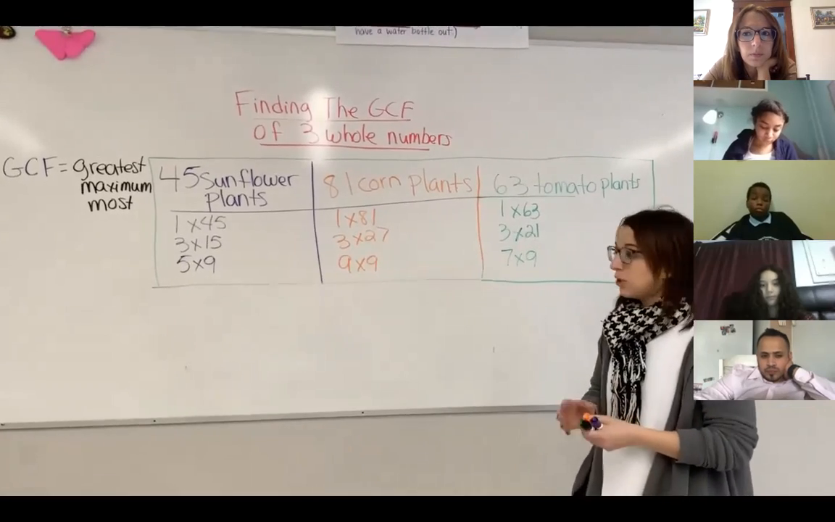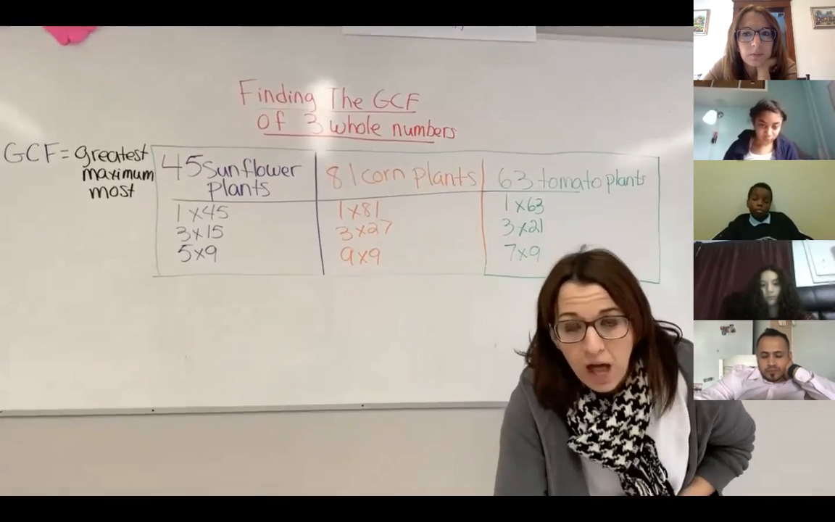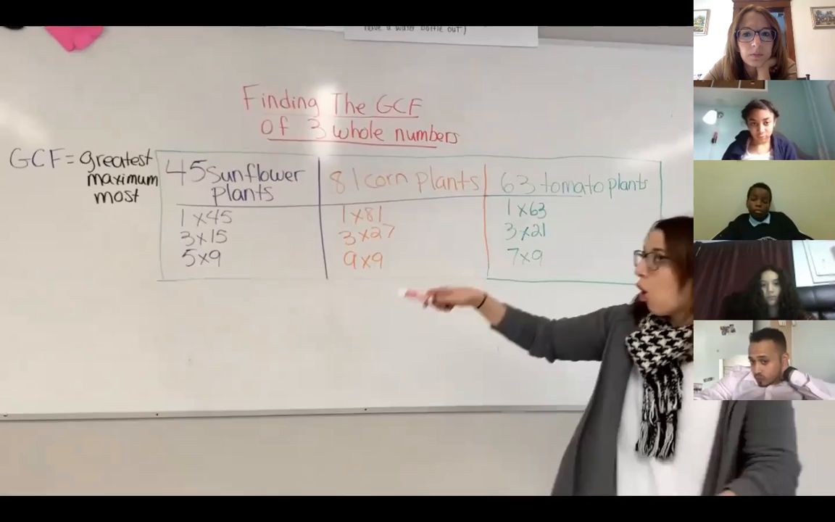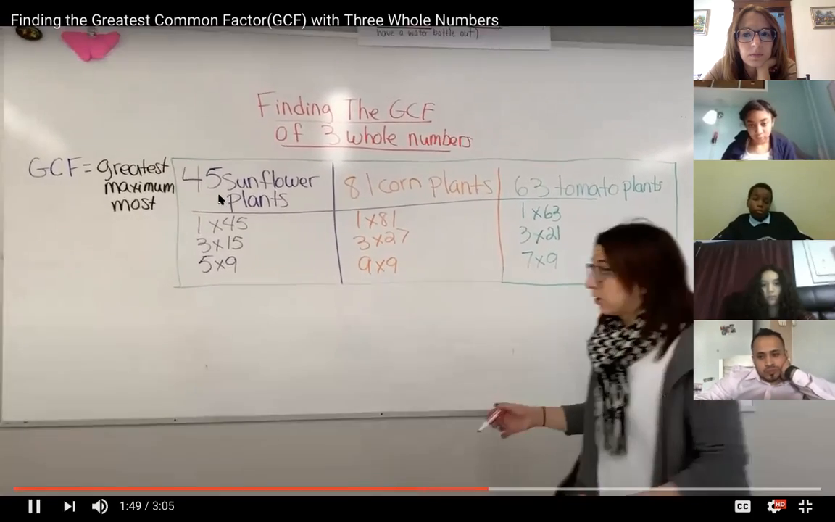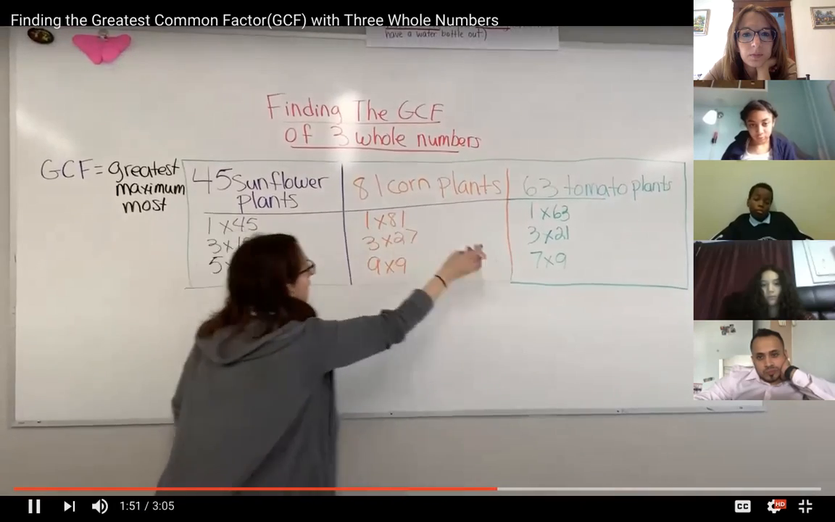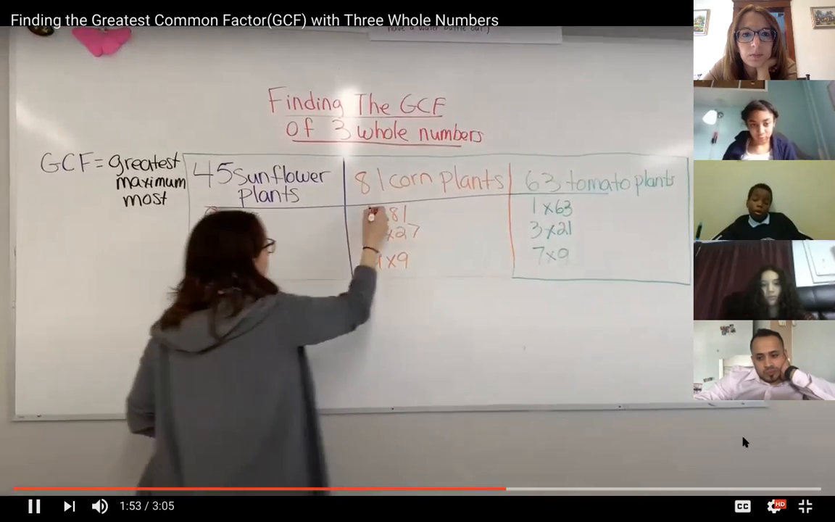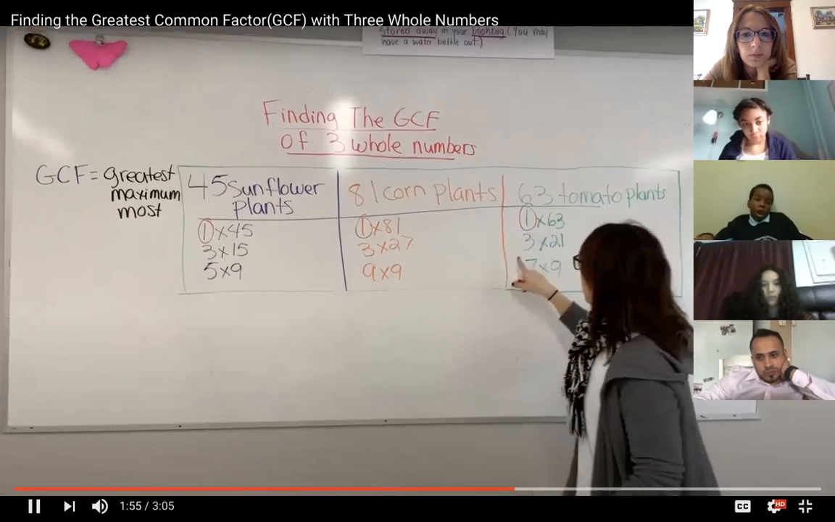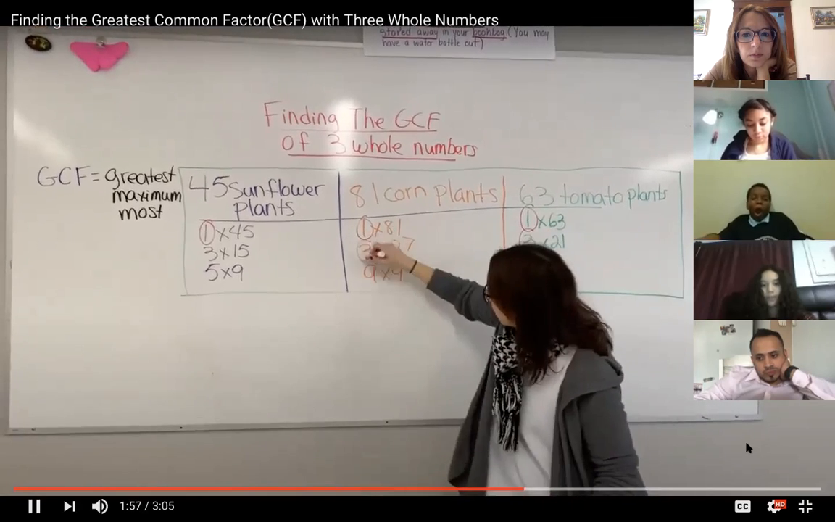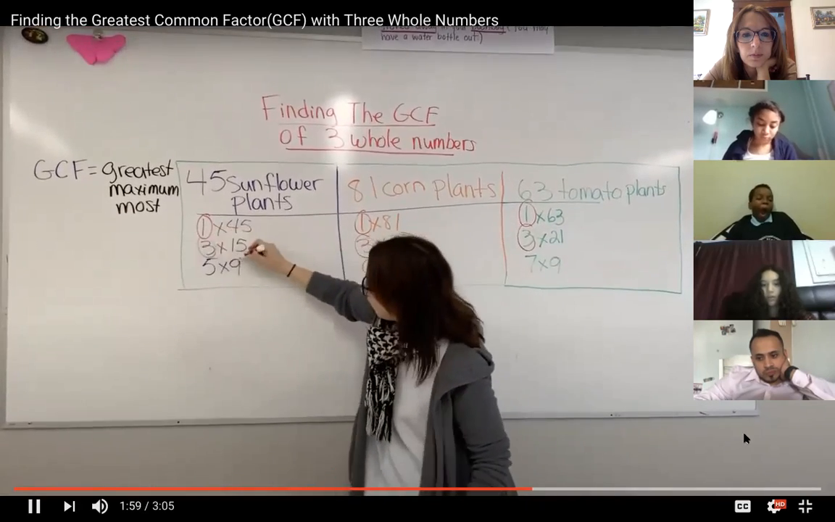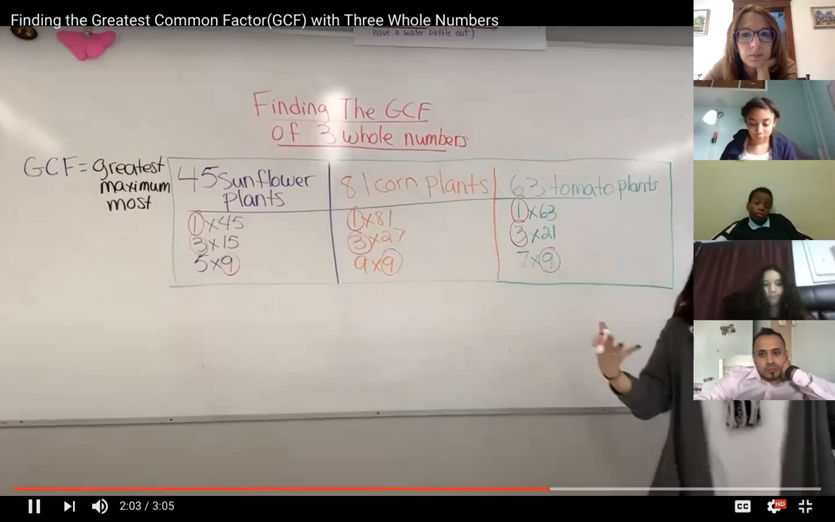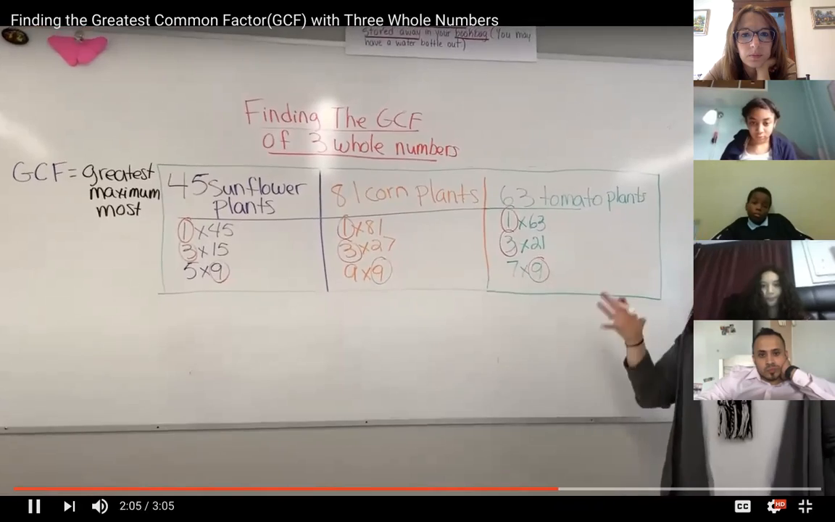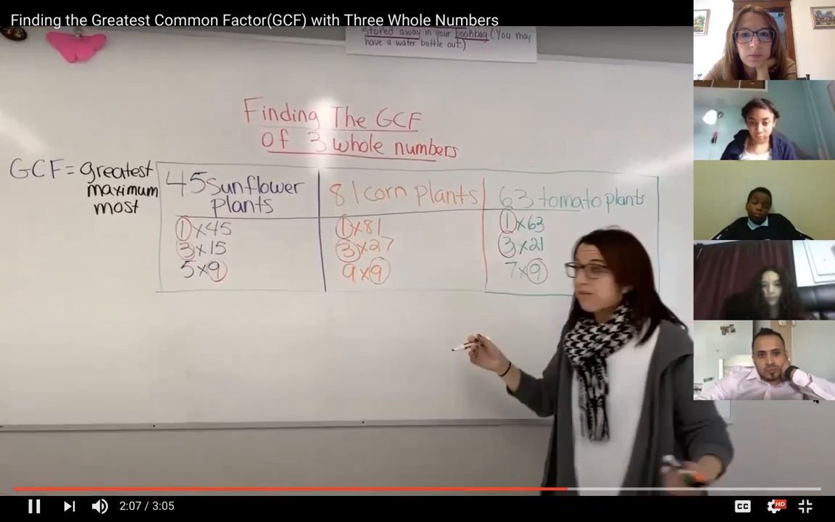Now I'm going to circle all the common factors that are shared between all three. It has to be in all three in order to be shared. So they share a 1. I'm going to circle that in red. They share a 3, and they share a 9. Now, the greatest number that all three have is 9. Therefore, your GCF is 9.